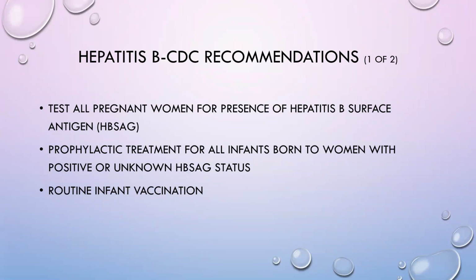Hepatitis B, according to the CDC, they recommend that we test all pregnant women for the presence of hepatitis B surface antigen. Prophylactic treatment for infants born to women with positive or unknown hepatitis B surface antigen status, and that we offer routine infant vaccination. Vaccination of children and adolescents through age 18 years is recommended if they haven't been vaccinated, and vaccination of adults who are at risk if they have not been vaccinated previously is also recommended.